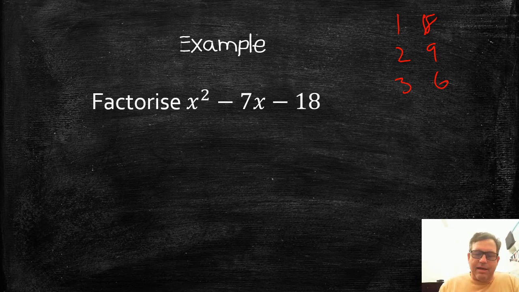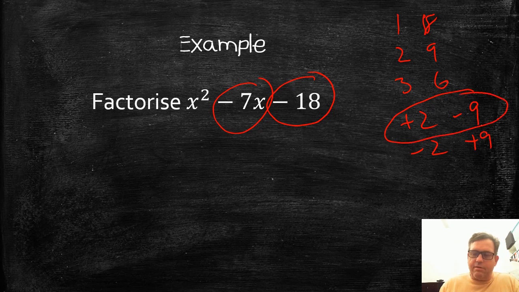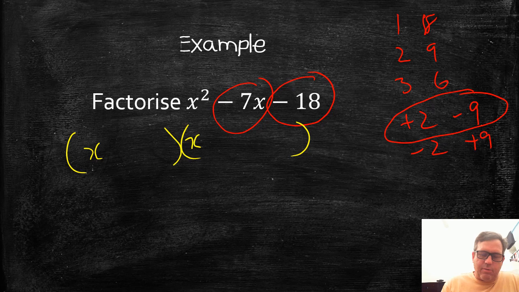So it looks like it's 2 and 9. They multiply to negative 18. One has to be positive, one negative. So it's either going to be plus 2 minus 9 or minus 2 plus 9 are our options, and they need to add to minus 7. So this choice here adds to minus 7. It multiplies to minus 18, adds to minus 7. So my answer, I'm going to have my brackets. I'm going to have x's in my brackets to start with, and it's going to be plus 2 and minus 9.